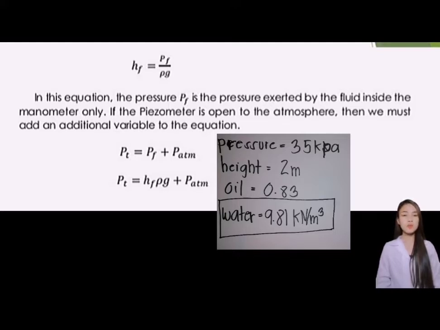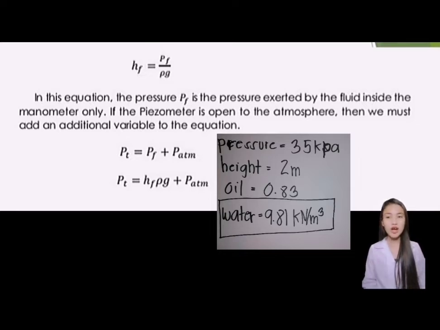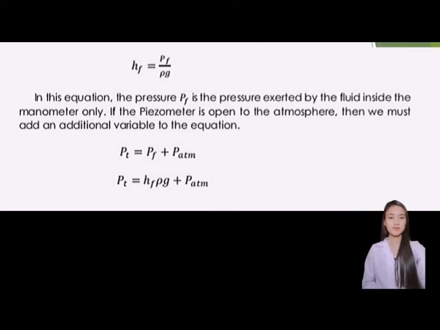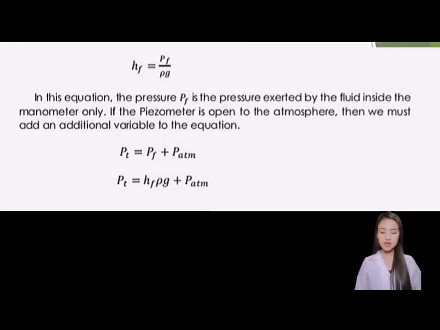If the piezometer is open to the atmosphere, then we must add an additional variable. So ayun nga, yung ating tangke ay open to the atmosphere. So mag-add tayo na isang variable which is yung water, yung nakabilog dyan. Yan yung inadd natin na variable. So, HF or height of a fluid is equal to pressure of a fluid, pressure that is exerted by the fluid, over pressure and gravity.